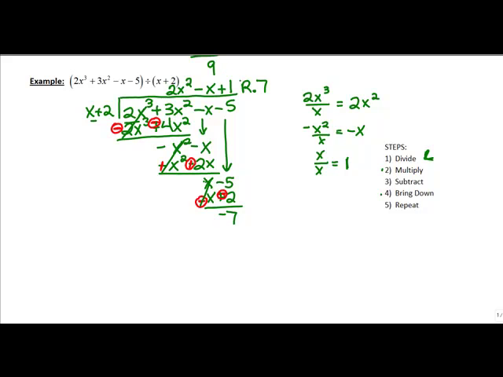So what we can see here, since we did have a remainder, is that what we divided by, the x plus 2, is not a factor of this expression that we divided. But the actual answer is this right here, 2x squared minus x plus 1, with a little bit left over, remainder 7. All right, moving on.